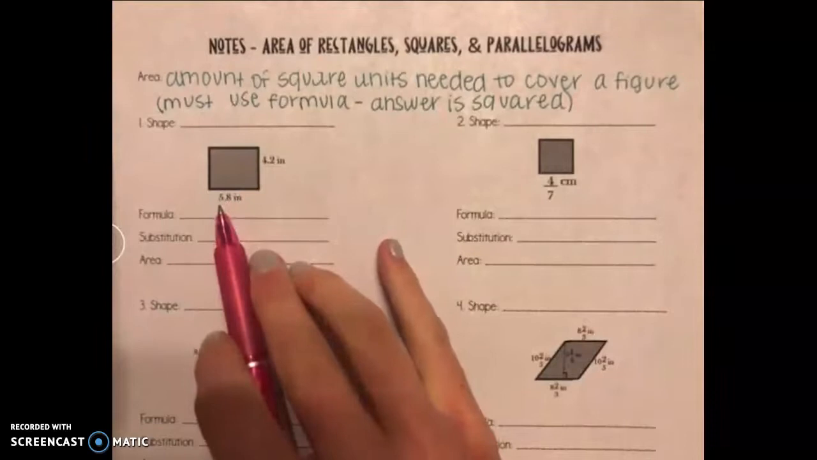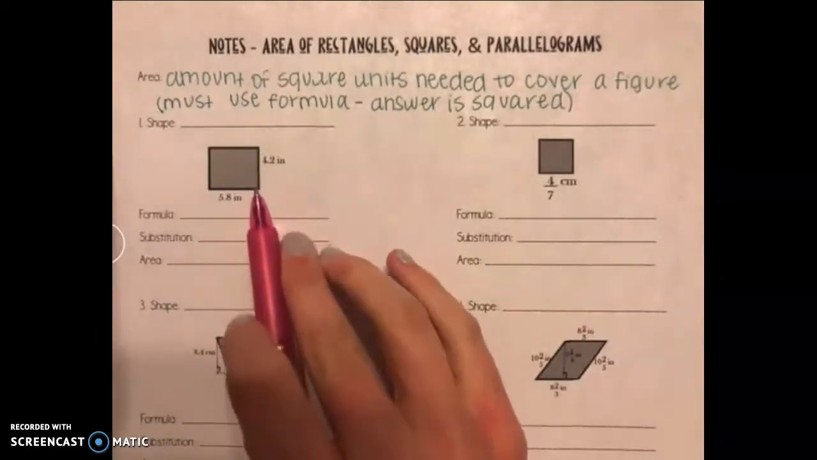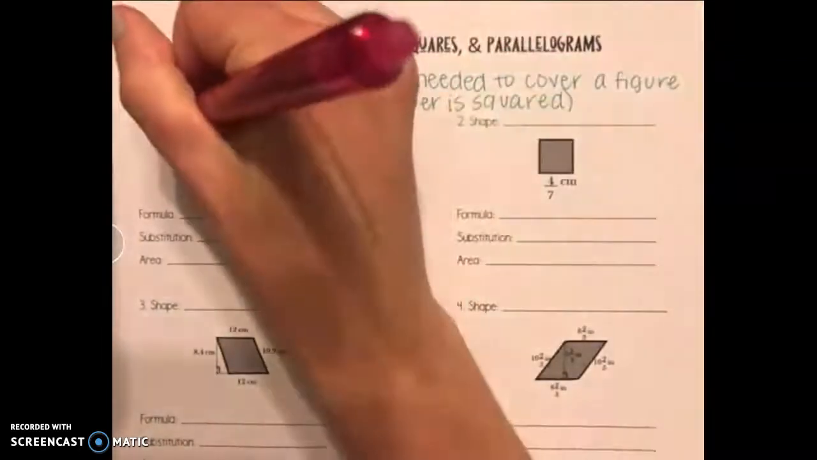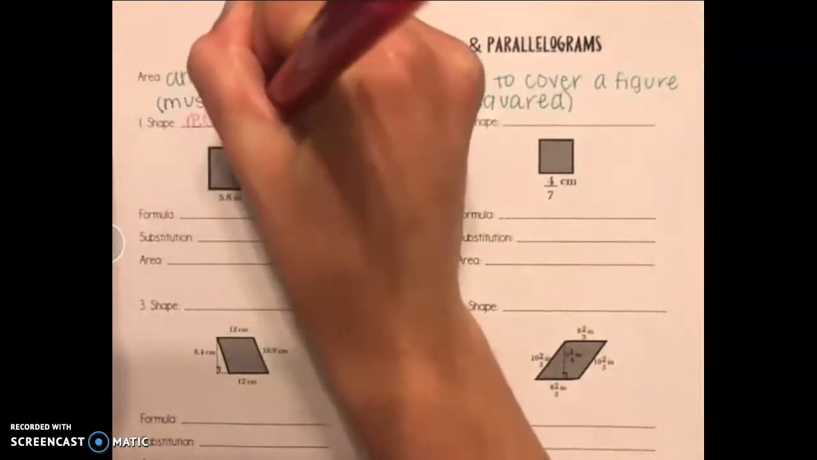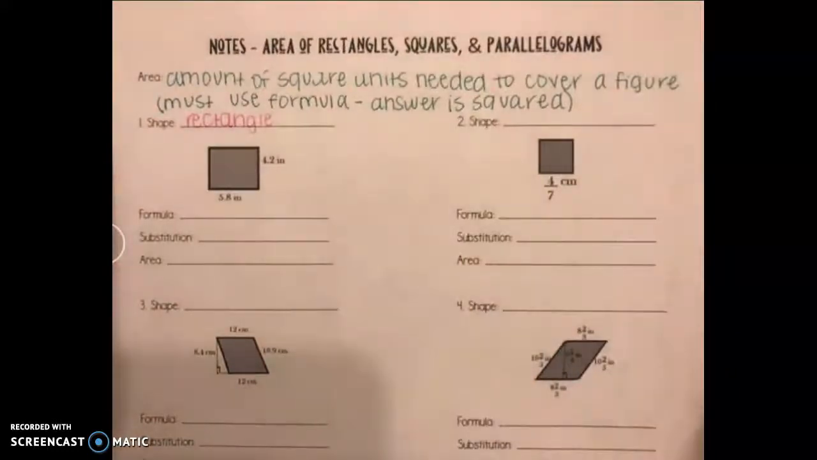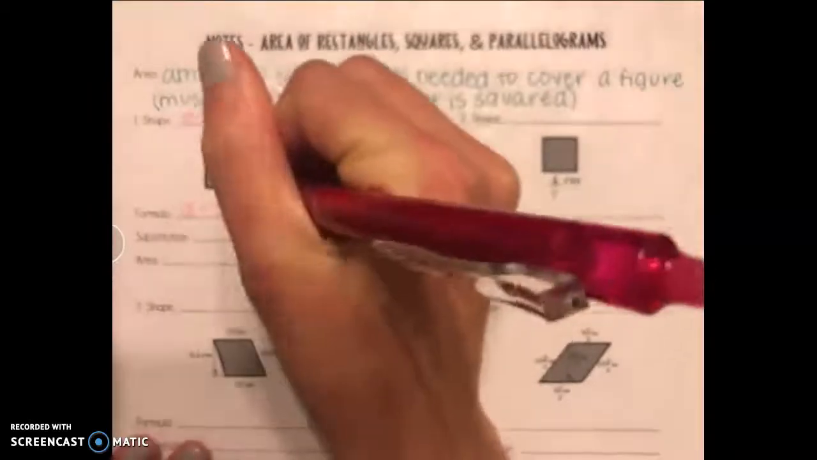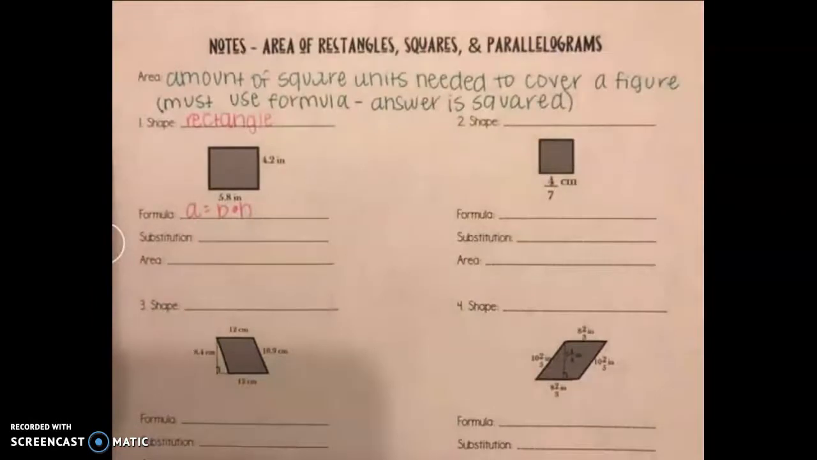You can see that we have 5 and 8/10 and 4 and 2/10, which means that while this might look like a square, the measurements tell us it's not a square. So this would be a rectangle. And the formula we're going to be using for rectangles, squares, and parallelograms, all of them, is area equals base times height.